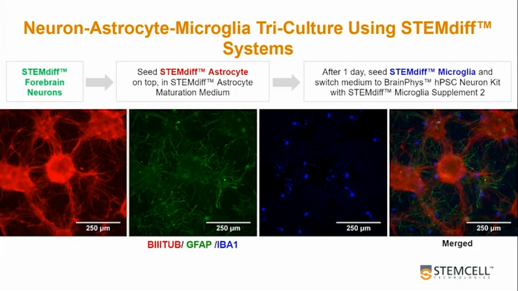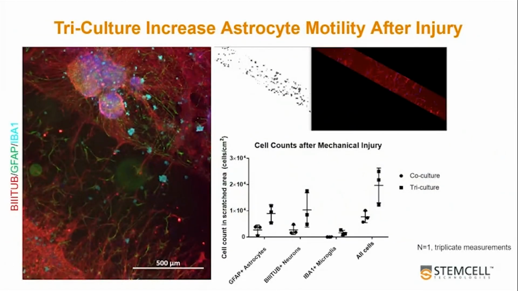After the triculture, as we can see, these 3 types of cells can live together, as indicated by TUJ1 for the neuron, GFAP for the astrocyte, and IBA1 for the microglia. Interestingly, if we introduce mechanical injury into the in vitro culture, then the triculture group showed increased astrocyte motility. We found more GFAP positive cells in the scratched area of the triculture group.